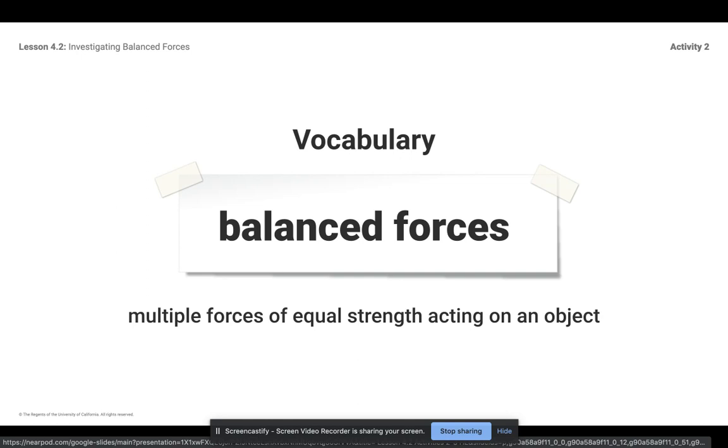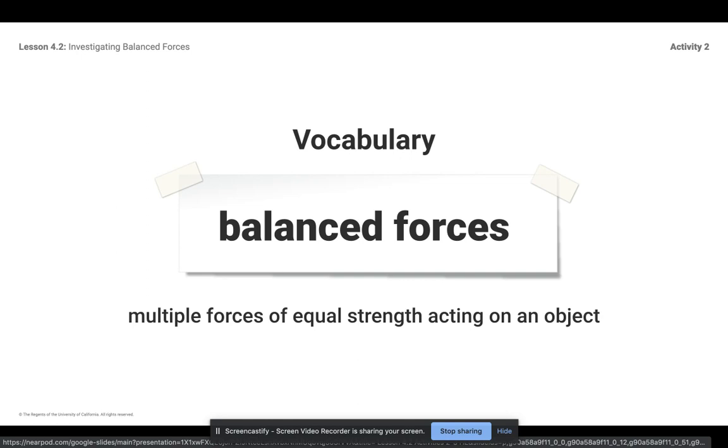It means that they're equal strength. They act on the object in opposite directions. Another way to say this is that balanced forces give zero net force on an object. So one of the examples they gave you was some kids pulling on a rope, playing tug of war.